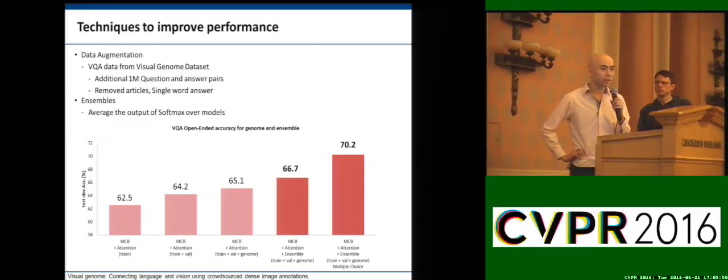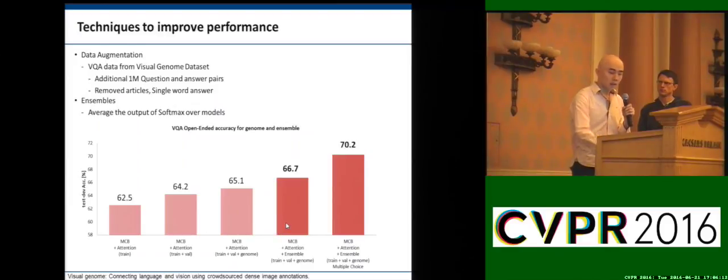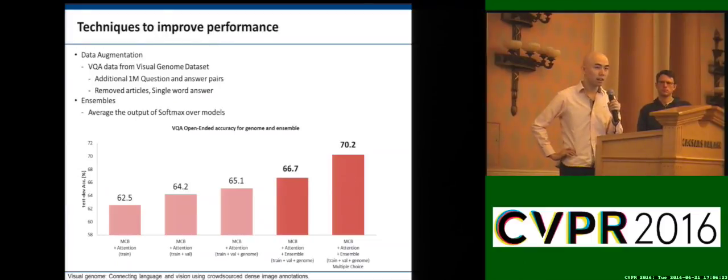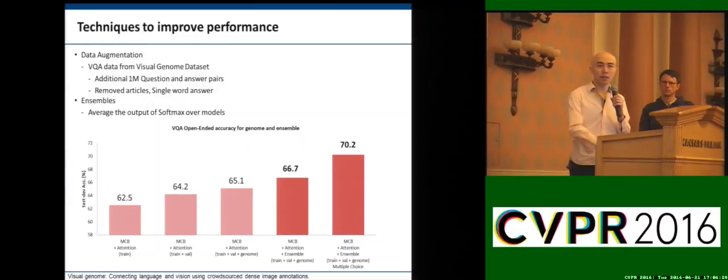Second, we ensembled several models by averaging the activations before the softmax. Then we got another 1.6%, up to 66.7%, and this is the final model we submitted to the challenge. Finally, we also used exactly the same model for the multiple choice challenge. The only difference is we restricted the prediction to the given answer candidates. And we got 17.2% for the multiple choice challenge.